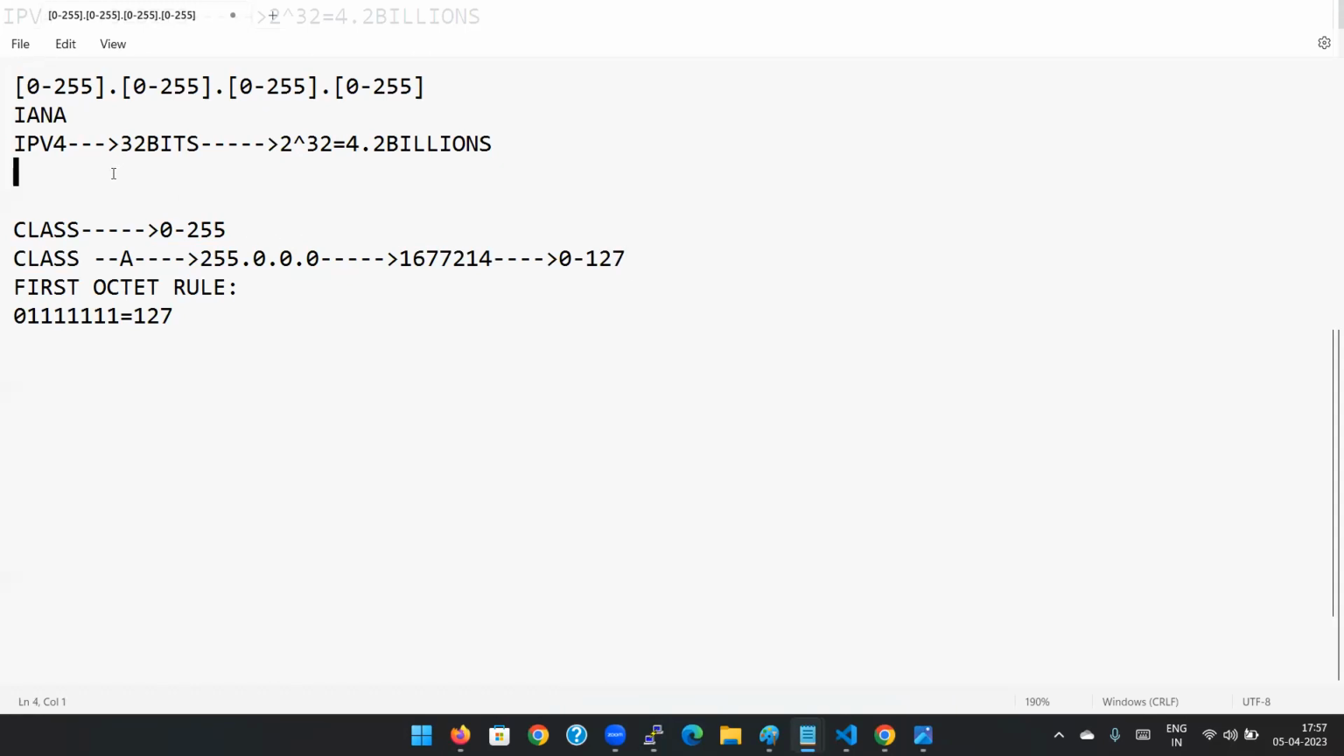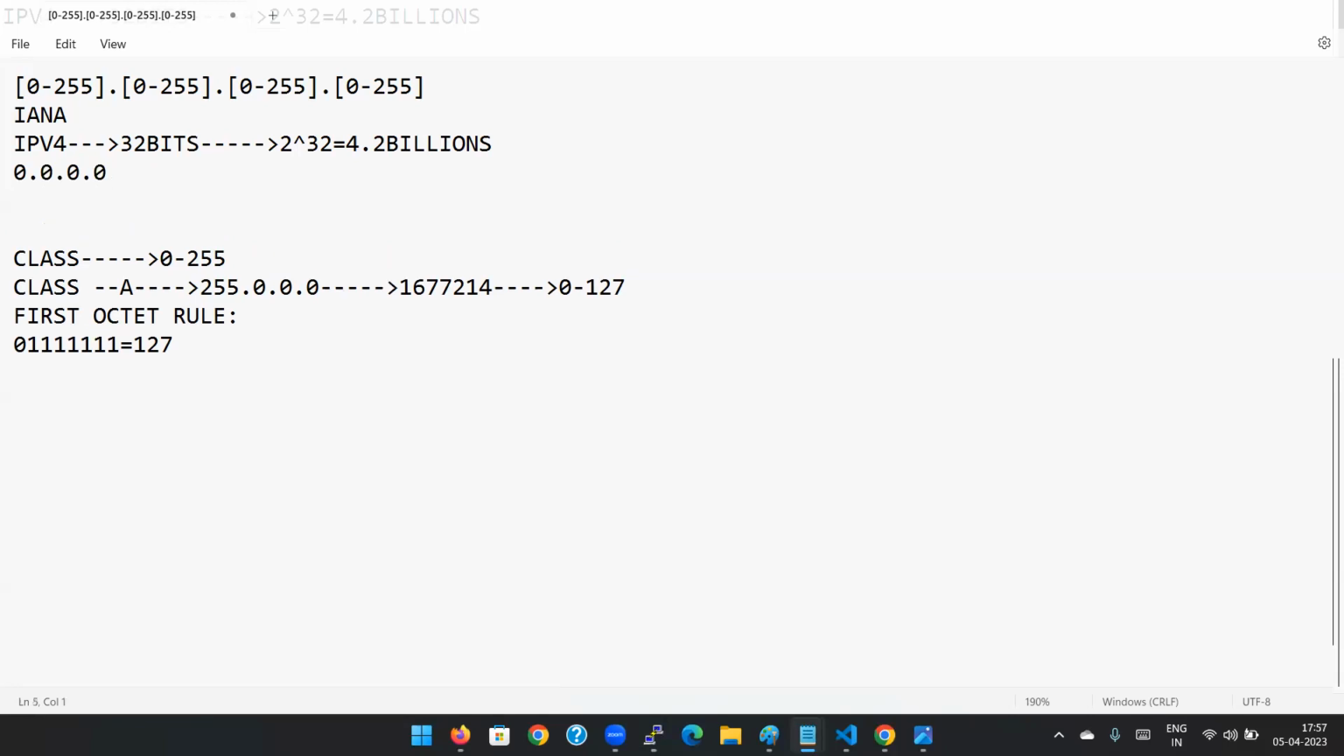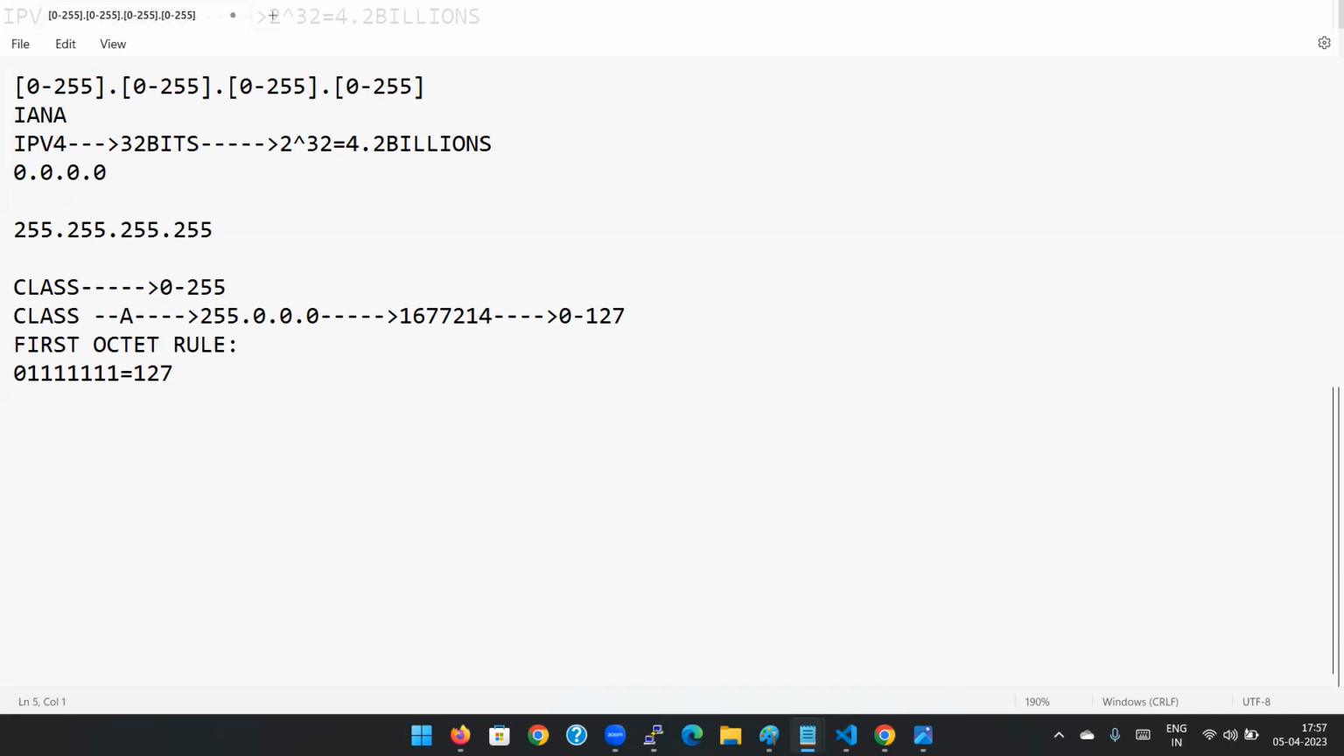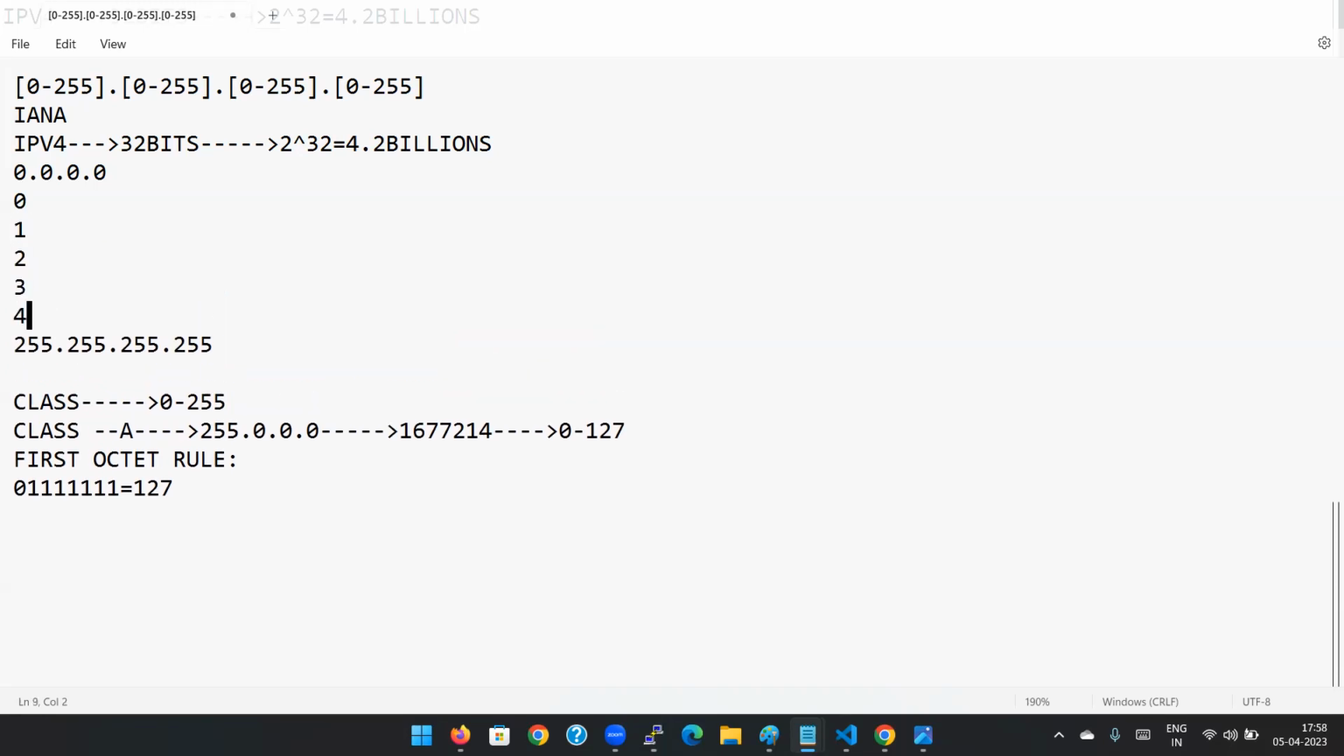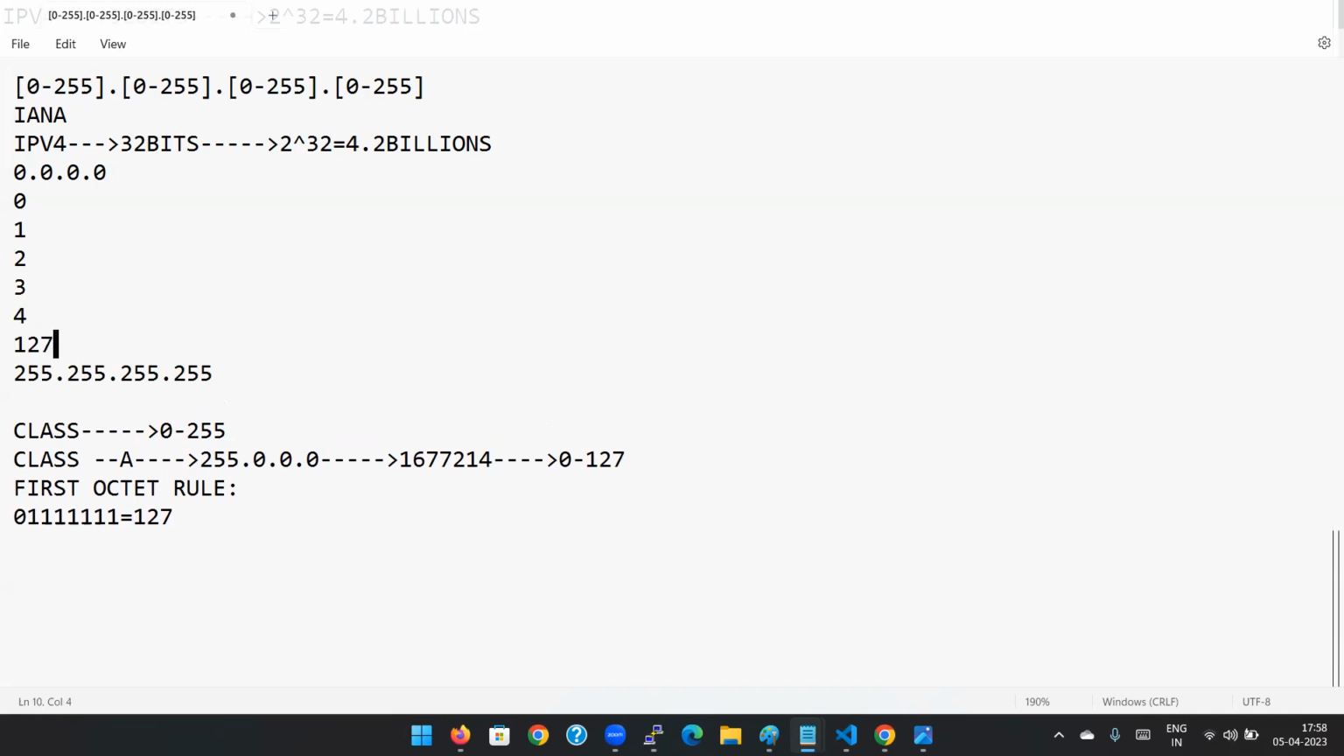As you can see, the IP addresses range from 0.0.0.0 to 255.255.255.255, which is the last number. Now, class A will be in the range of 0 to 127, which means 0, 1, 2, 3, 4 and so on up to 127 in the first octet. In the second and third octets, it is completely your wish. You can have 0 to 255. Any number can be there.